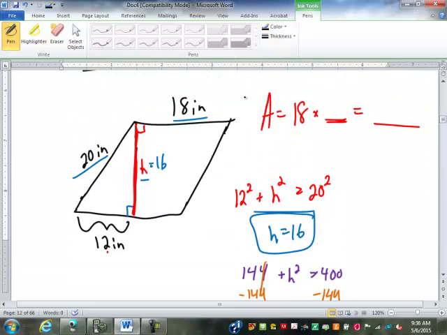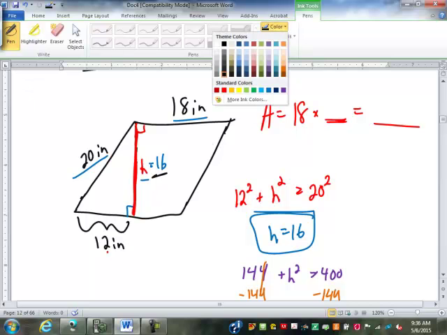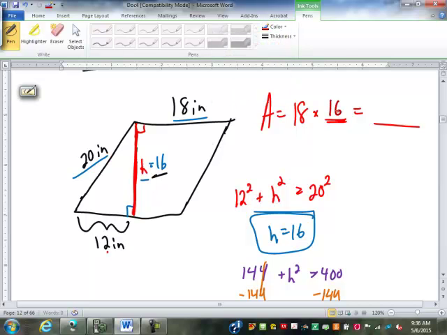So now that we know that h is 16, our area is 18 times 16, otherwise known as, is it 288? Yep. And the units on that should be inches squared because it's area. We did inches times inches, so it should be inches squared.